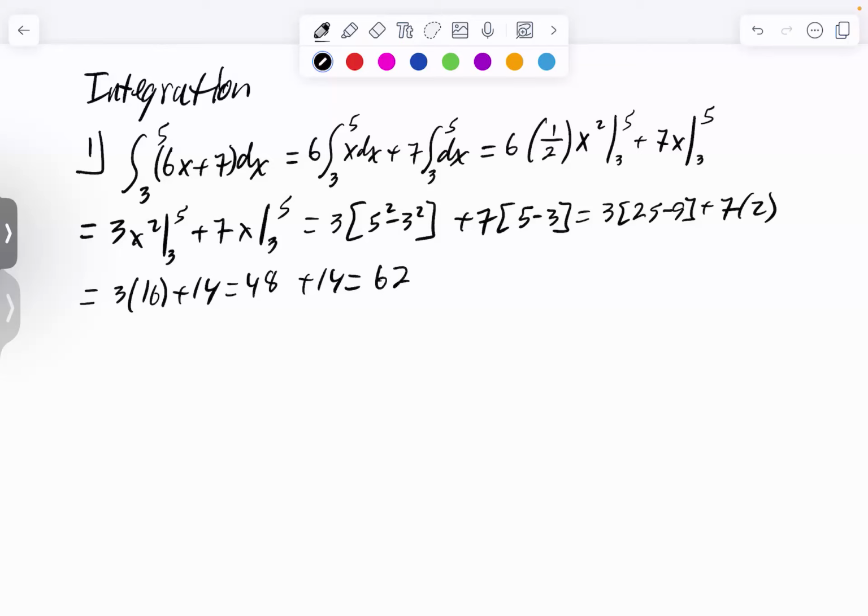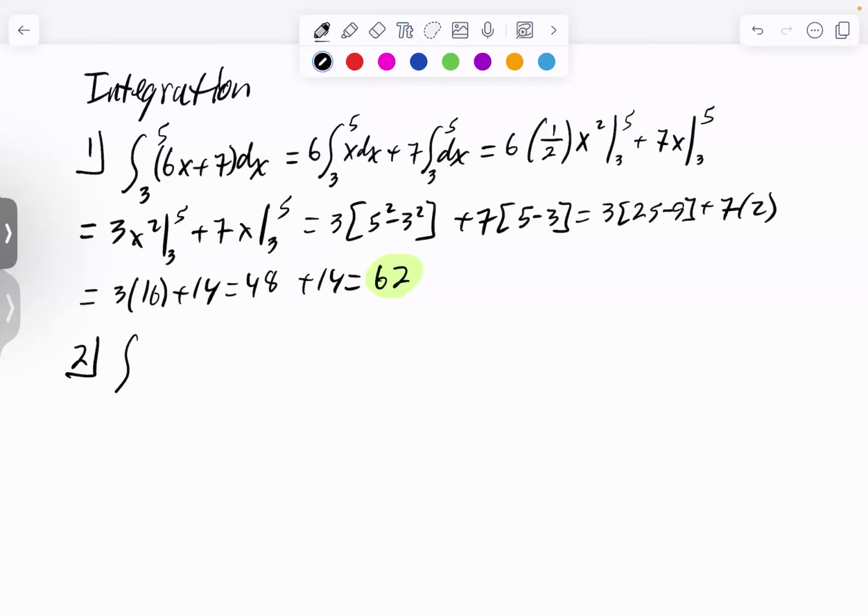I'm getting 62 as a final answer. Please double check my numbers. So here's our first indefinite integral. Definite integral, pardon me, because we have boundaries. A definite integral. We'll move on to problem 2.